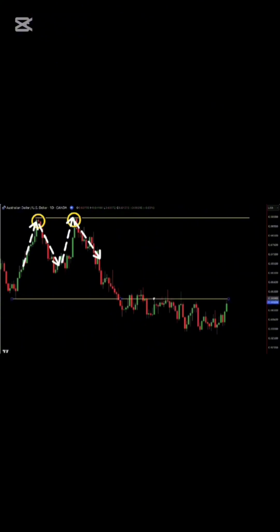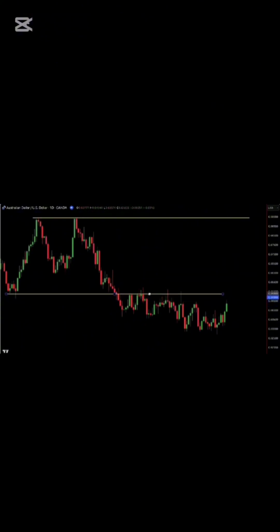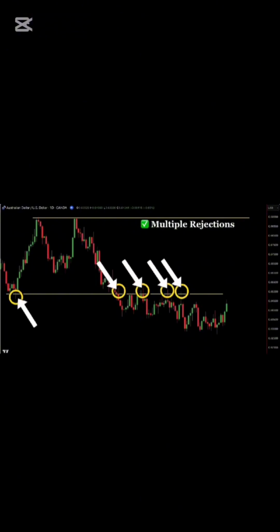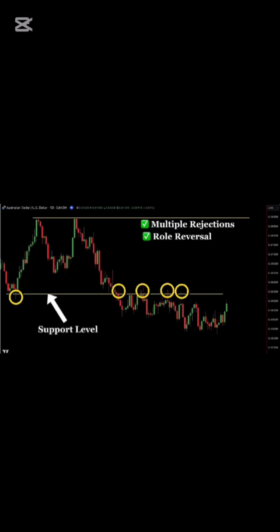Moving down the chart, we find another highly reactive level with 5 clear rejections. Let's draw it in and analyze why it holds significance. Multiple rejections. Price tested this area 5 different times, confirming it as a strong support resistance zone. Role reversal. This level has acted as both support and resistance over time. Initially, price bounced off it as support, but later, once broken, it turned into resistance.